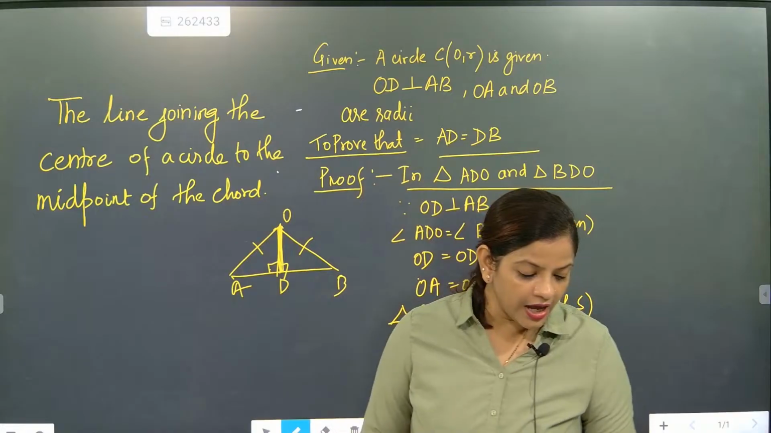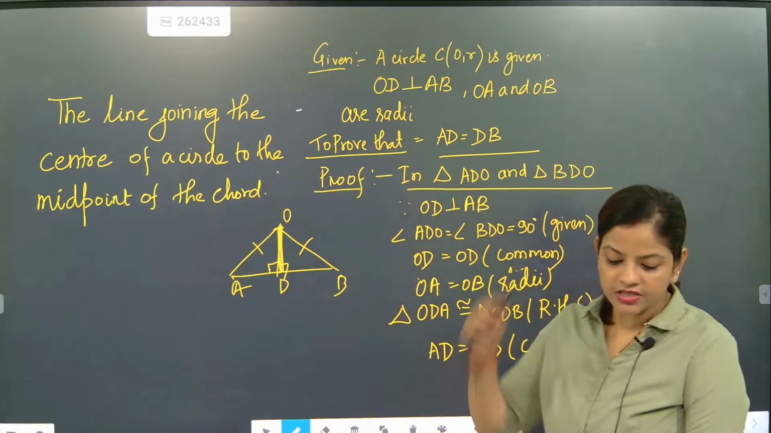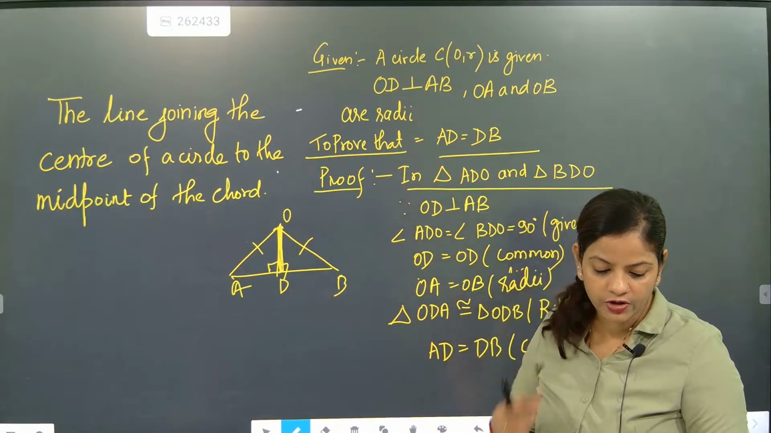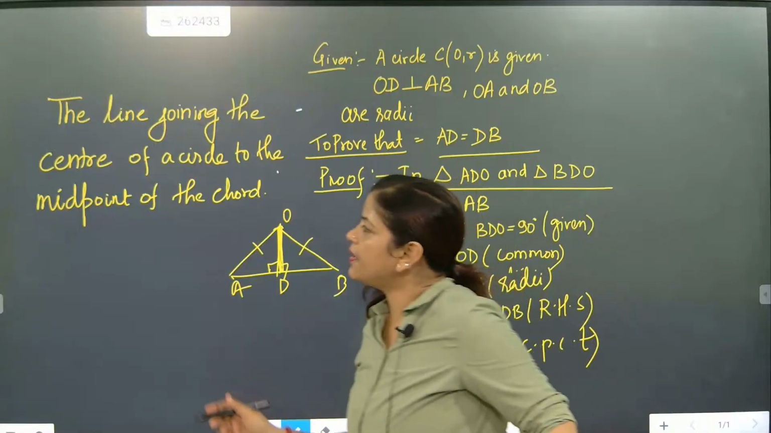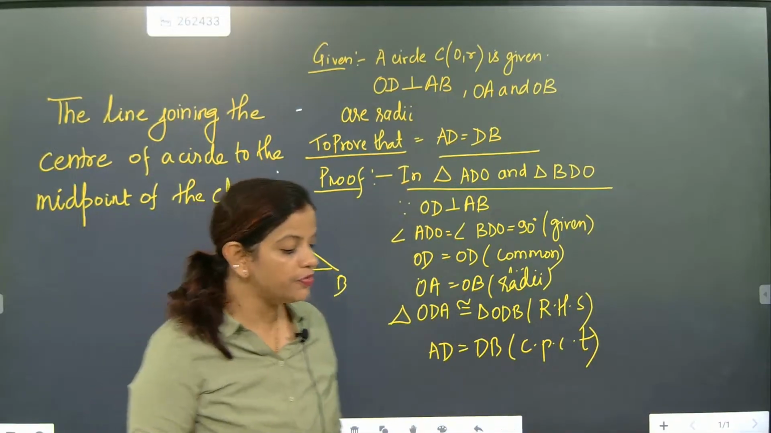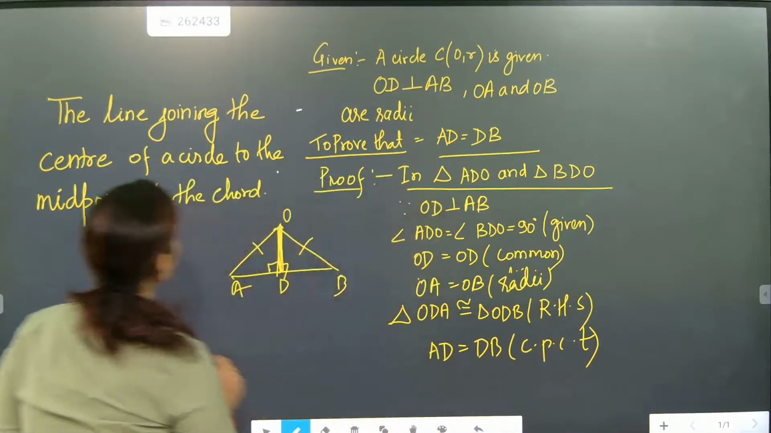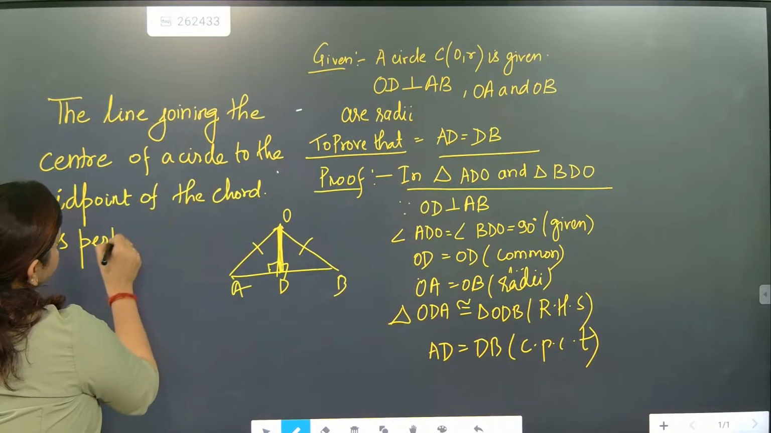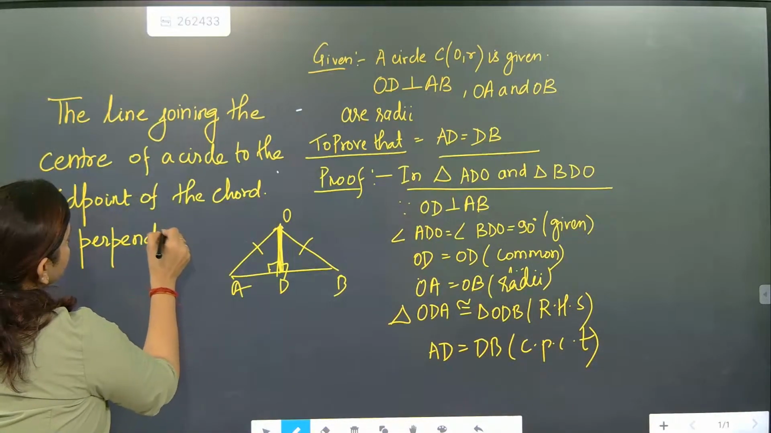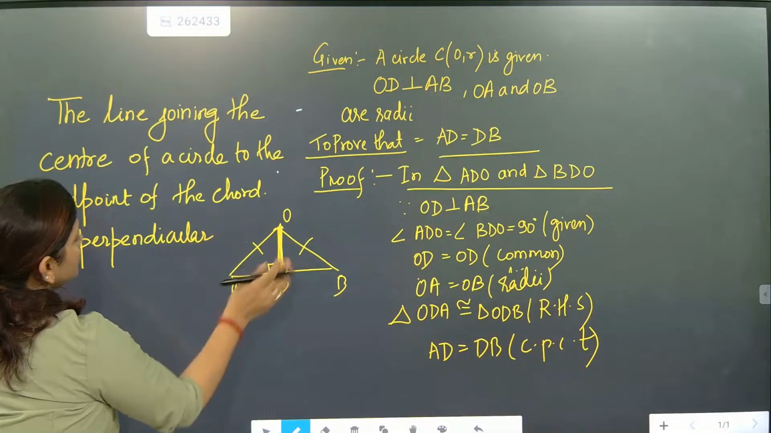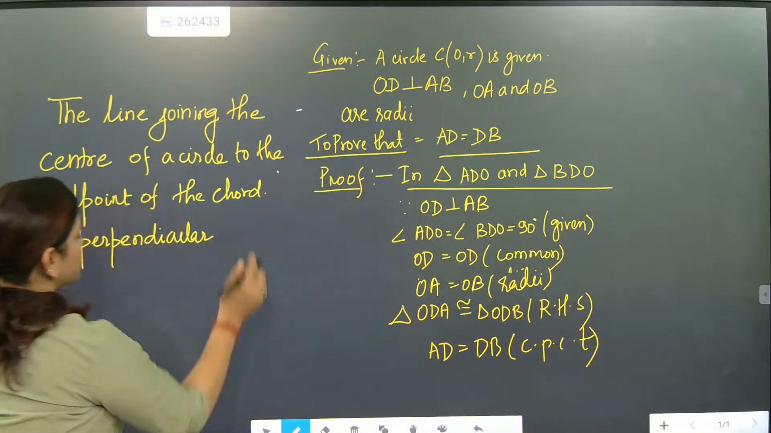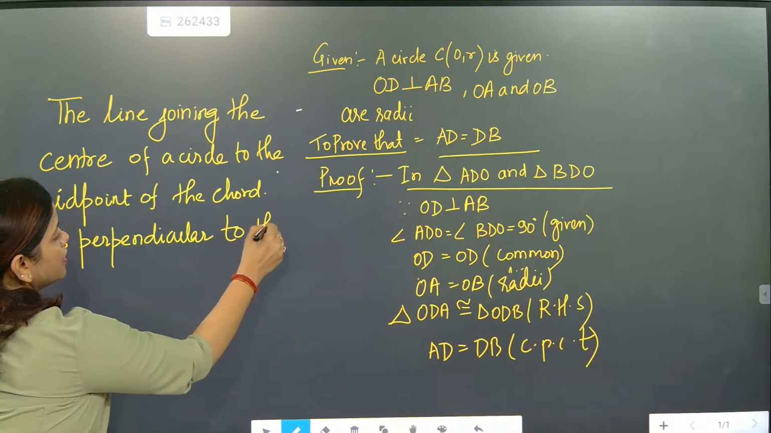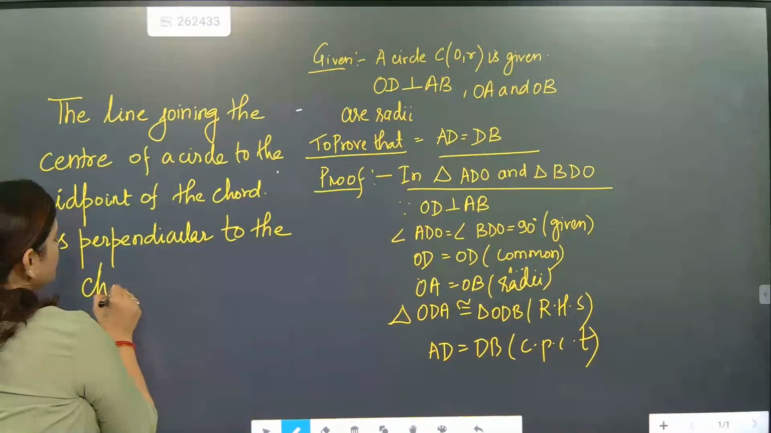So here, the line joining the center of the circle to the midpoint of the chord is perpendicular to the chord. Now we have to prove it.